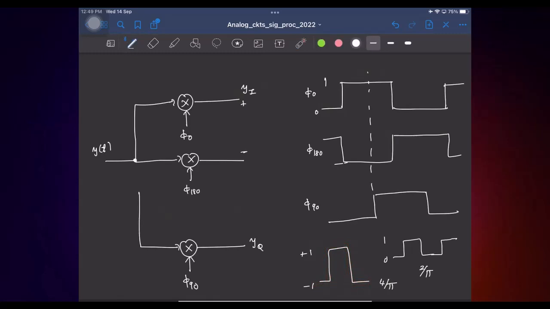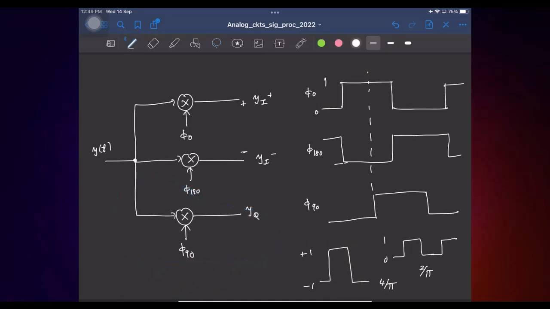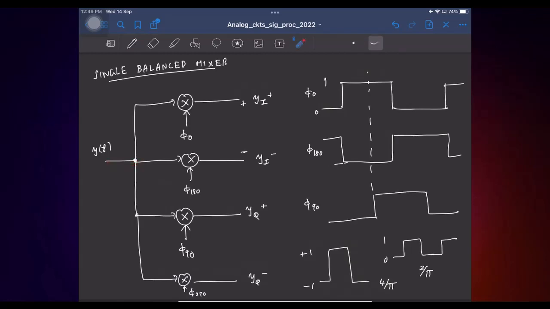Okay. So now the output is differential. So I'll call it YI plus and YI minus. You'll have to do the same for the quadrature component also. So this is, let us say, YQ plus. Here it will be φ270. And that's YQ minus. Okay. And this kind of mixer architecture is called the single balanced mixer, because the input is basically single-ended, whereas the clocks you use and the output you have is differential. Okay.